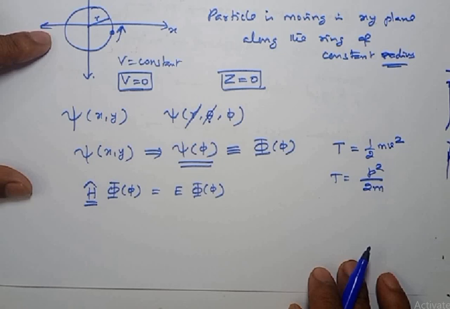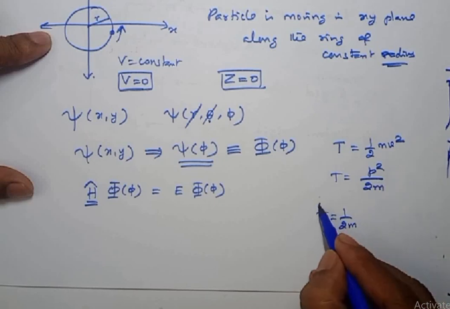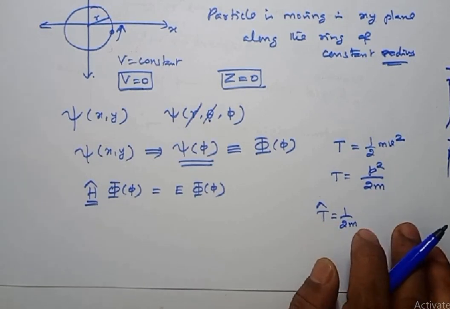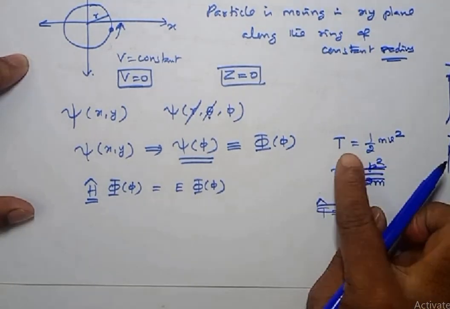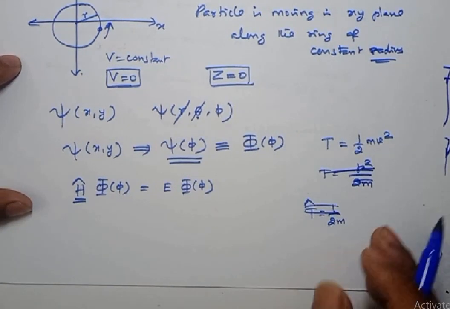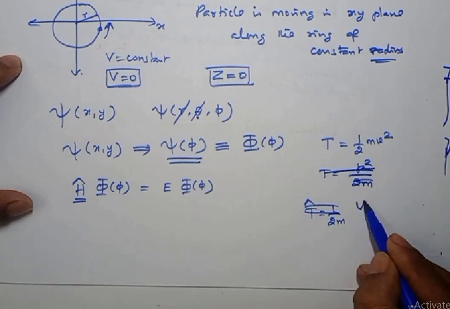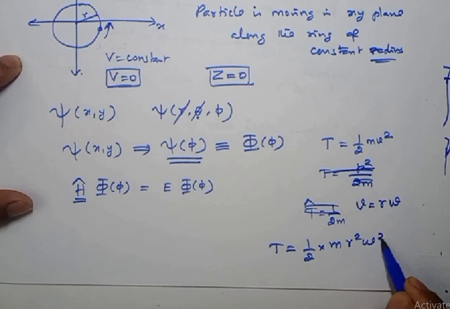Now I am going to write the kinetic energy in terms of angular momentum. How to do it? Very simple. Kinetic energy is equal to half m v square. You know very well, the linear velocity v is equal to r omega, where omega is the angular velocity or angular frequency. Substitute this here. So, T is equal to half into m into r square omega square.